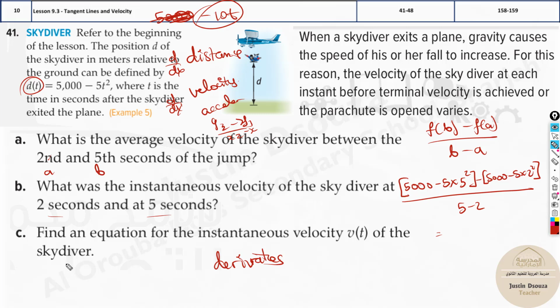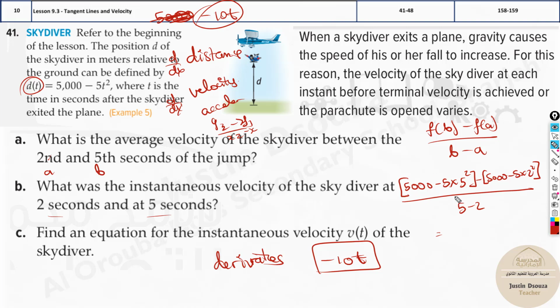And over here, what is the last one? Find the equation of the instantaneous velocity. Okay, the equation is basically this one. It is negative 10t. Derive the given equation, you get the equation. Derivation by power rule, 2 comes down to be minus 10 times t. That's it. No writing plus c or anything. This is derivation. This is the answer for the third one.